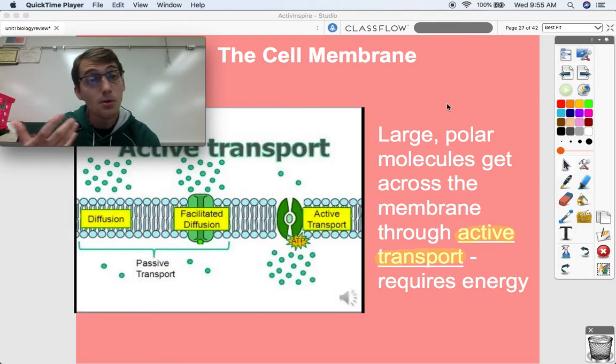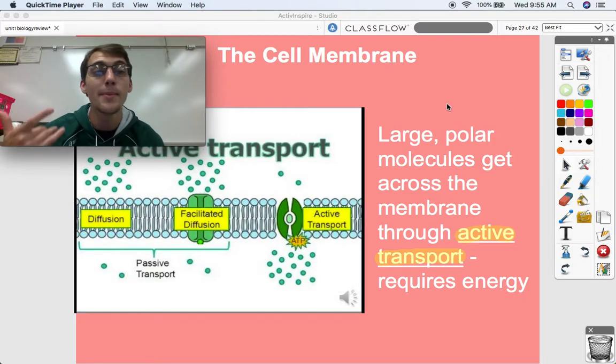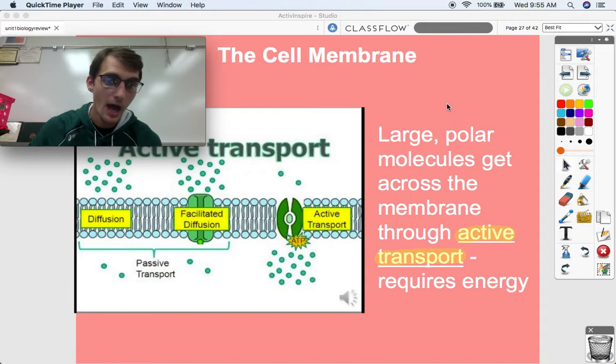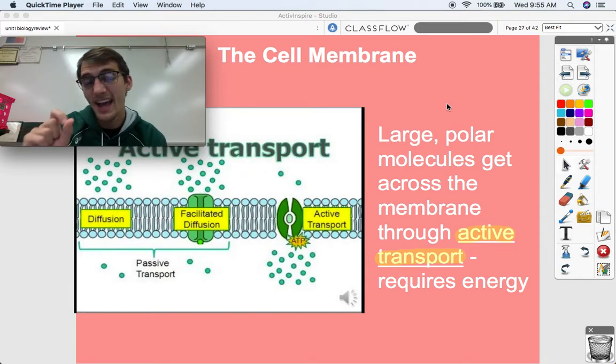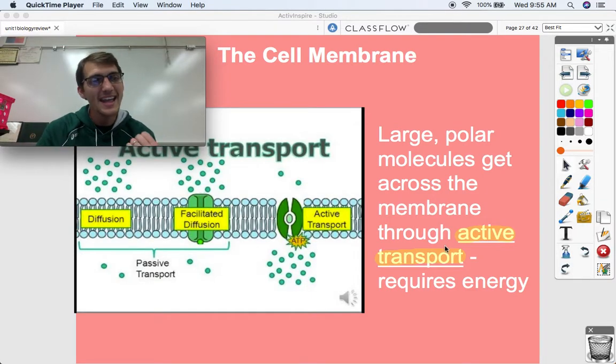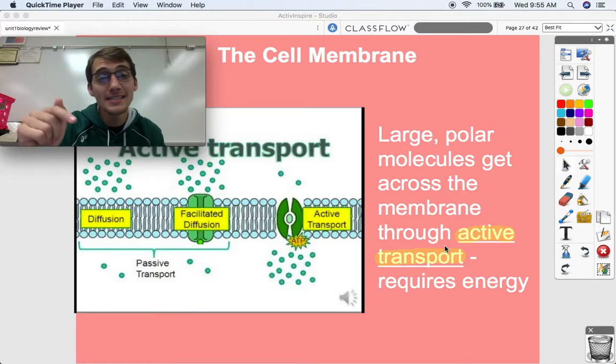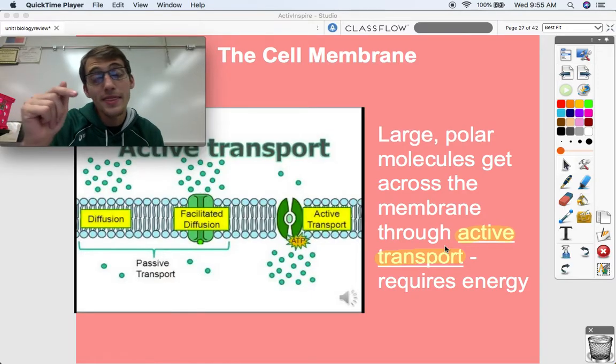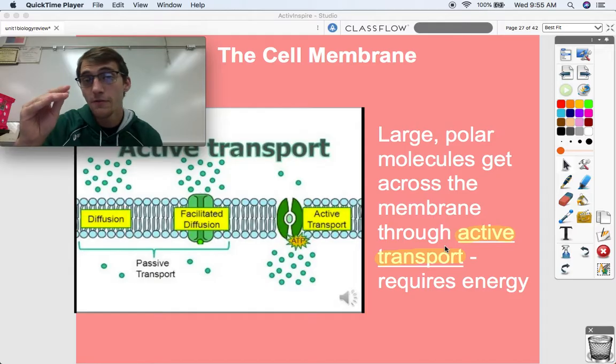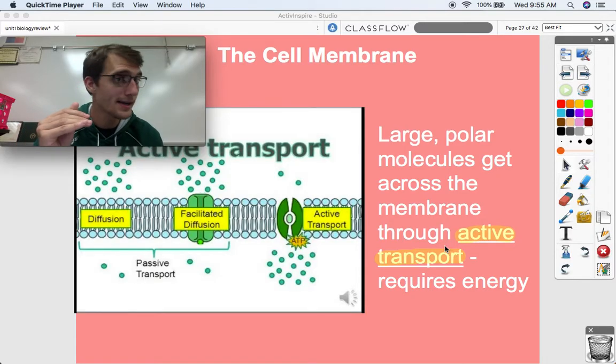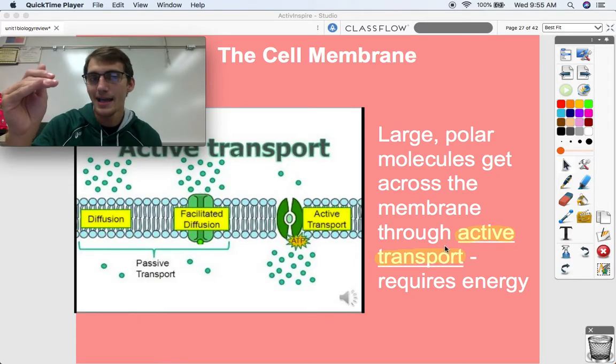Remember how I said I was going to bring up ATP a bunch of times? Guess what? This is the first time I'm bringing up ATP after the lesson about ATP. With a little extra energy that the cell has, it can use an ATP molecule and force certain molecules against the concentration gradient. So with active transport, the cell can move substances from a low concentration to a high concentration.